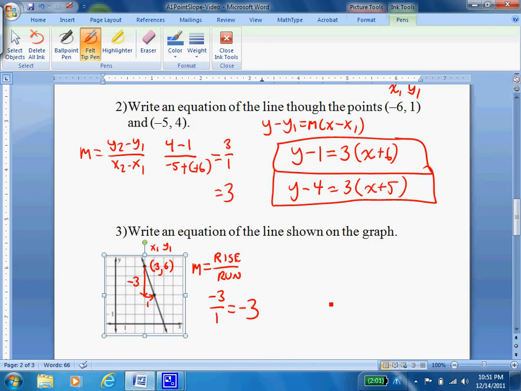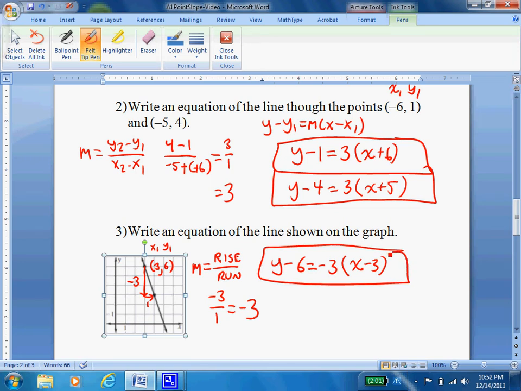And so, plugging into my point-slope equation, I have y, since it's positive 6, minus 6 goes in. My slope is negative 3. And since positive 3 is my x, minus 3 goes in the equation. So I have y minus 6 equals negative 3 times the quantity x minus 3. So that's how we write the equations.